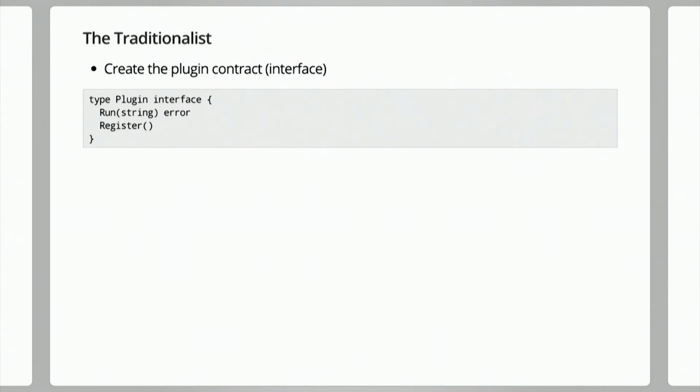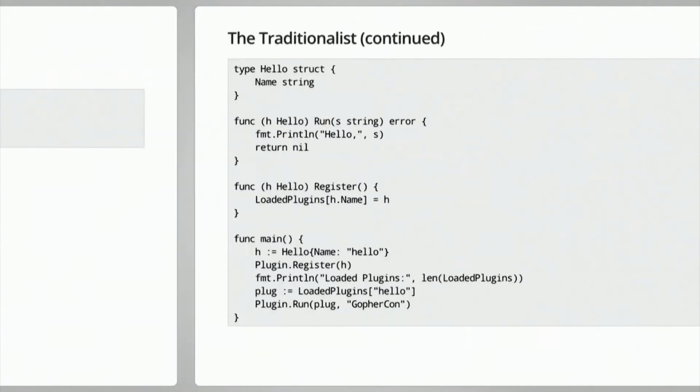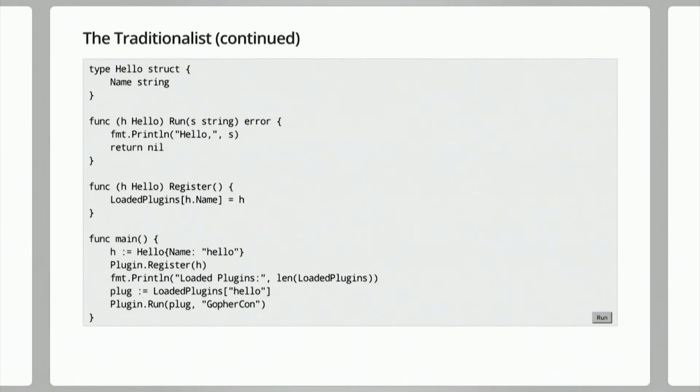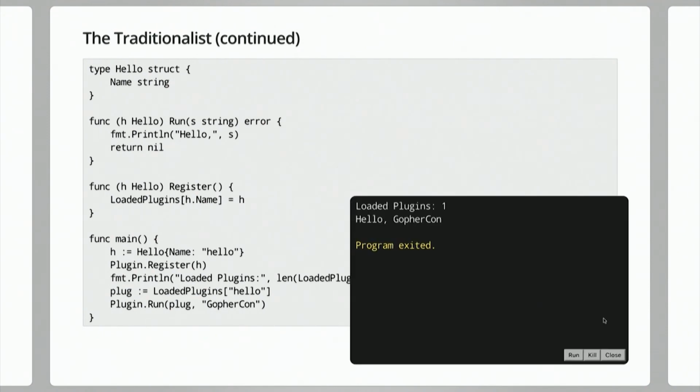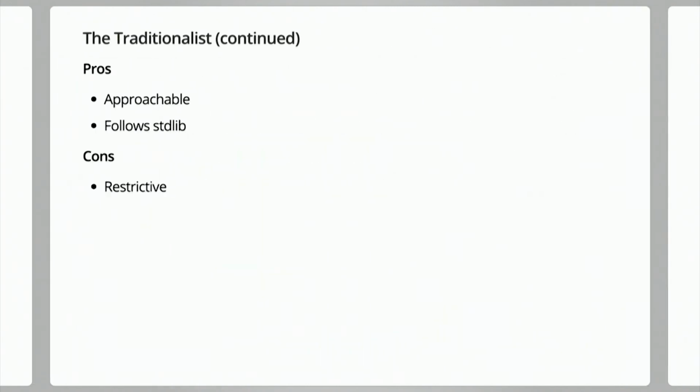So how we finally ended up doing it was we just went with the traditionalist approach. We defined a plugin interface with a run and a register method. Then you define a struct that implements those methods. When you're actually calling it, you create the new struct and run the register method, which puts it into the global loaded plugins map. Then you can use that plugin.run method, and it runs the same way. Really simple, really approachable, especially for junior developers. We can say, hey, here's a template. You create a new struct, implement the methods, and they're good to go.